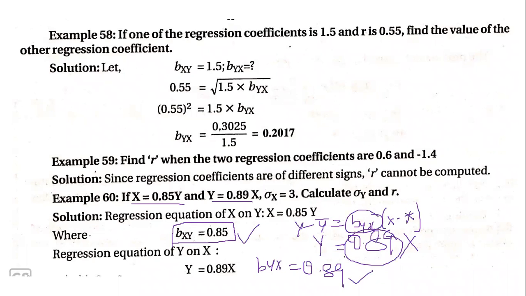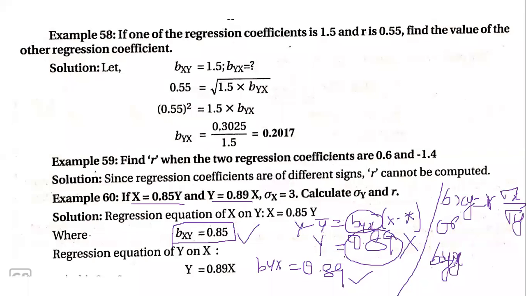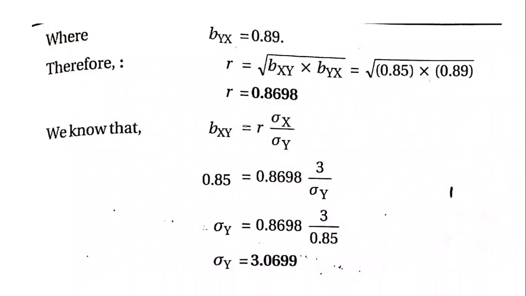Correct? Now, this is one type of calculation. Now, another calculation which you have to do is the formula for bxy or byx using any of the formulas. What is the formula? R into standard deviation of x by standard deviation of y. You can use this formula also. First, you have to find out this, and afterwards, you have to use this formula. Okay. Now, let us see what will be done.